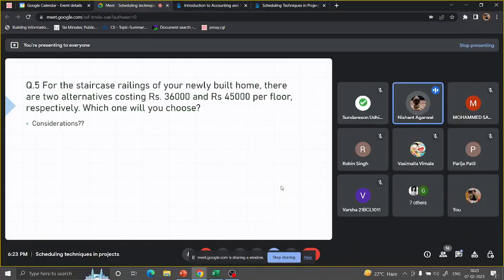Obviously, sir, we will choose the lesser one. Why? That is the most obvious choice. Okay. But in the case of staircase railings, it might be that the cheaper one won't look so good, or you might feel that the expensive one will be of more visible value.